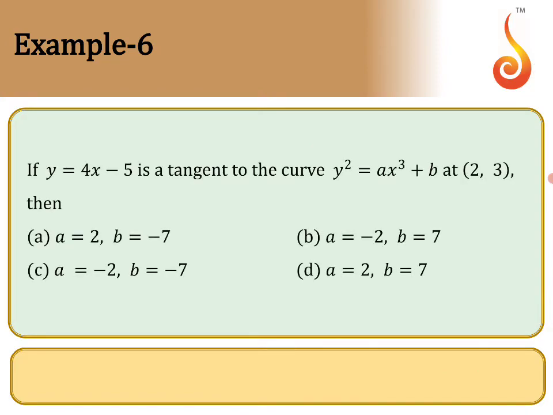Next. 4x minus y is a tangent to the curve y square equal to ax cube plus b at 2 comma 3. So first of all, this is the tangent. This is the curve y square equal to ax cube plus b somewhere, and this is the tangent to the curve at 2 comma 3. So therefore at the point 2 comma 3, what are the values of a and b?